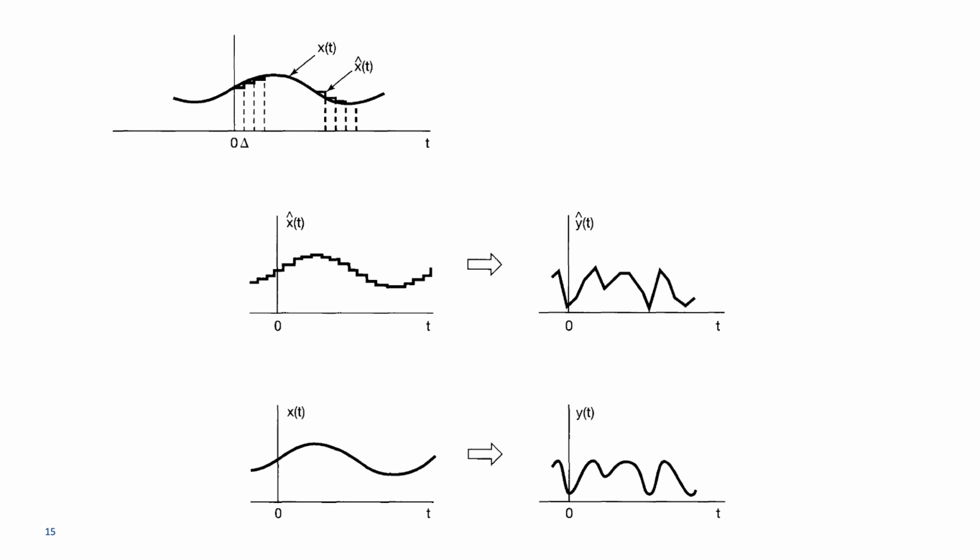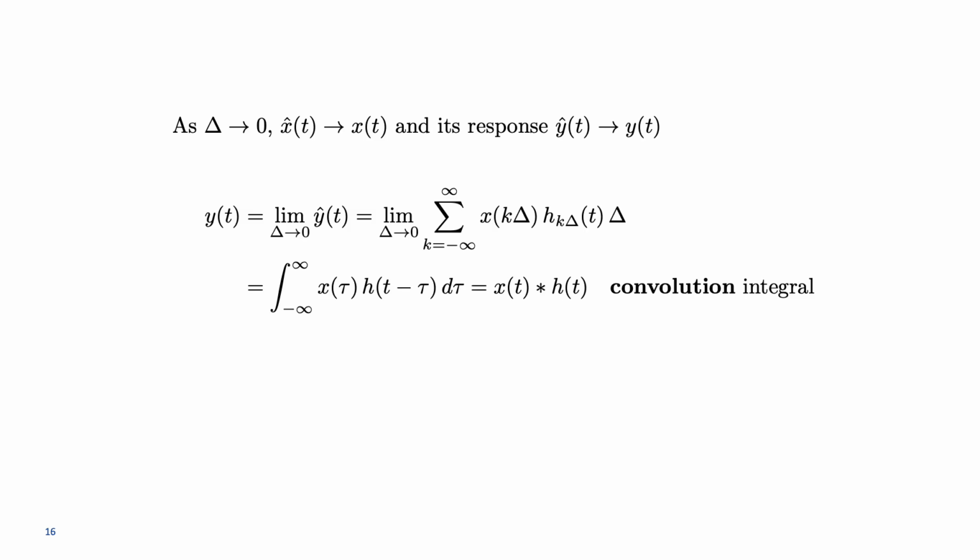So we can see the same thing in formulas now. How do we get from x hat to x, and therefore how do we get from y hat to y? So how do we make the approximation better and better? Well, we need to make that staircase finer and finer. We need to choose delta smaller and smaller. So as delta goes to 0, x hat of t, the approximation, converges to the actual signal x of t. And correspondingly, its response y hat of t converges to y of t, which is the real output.